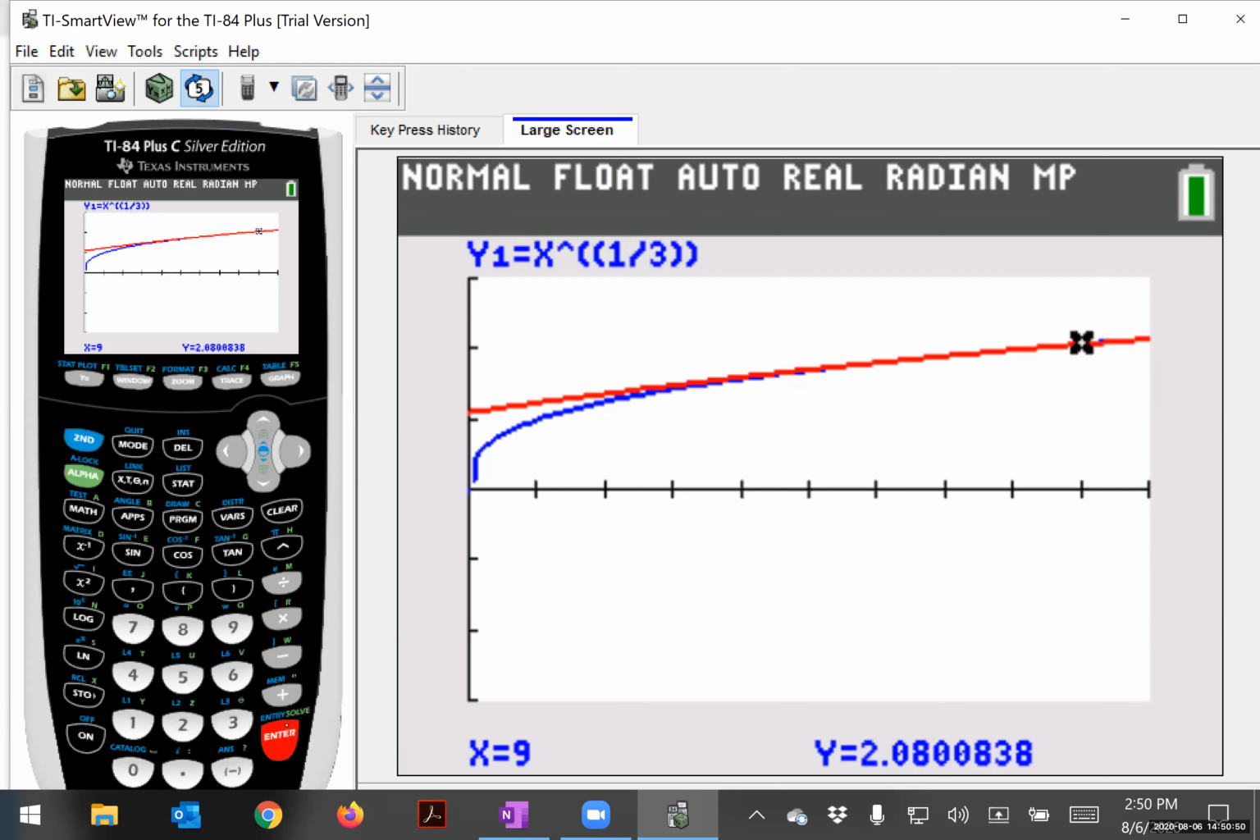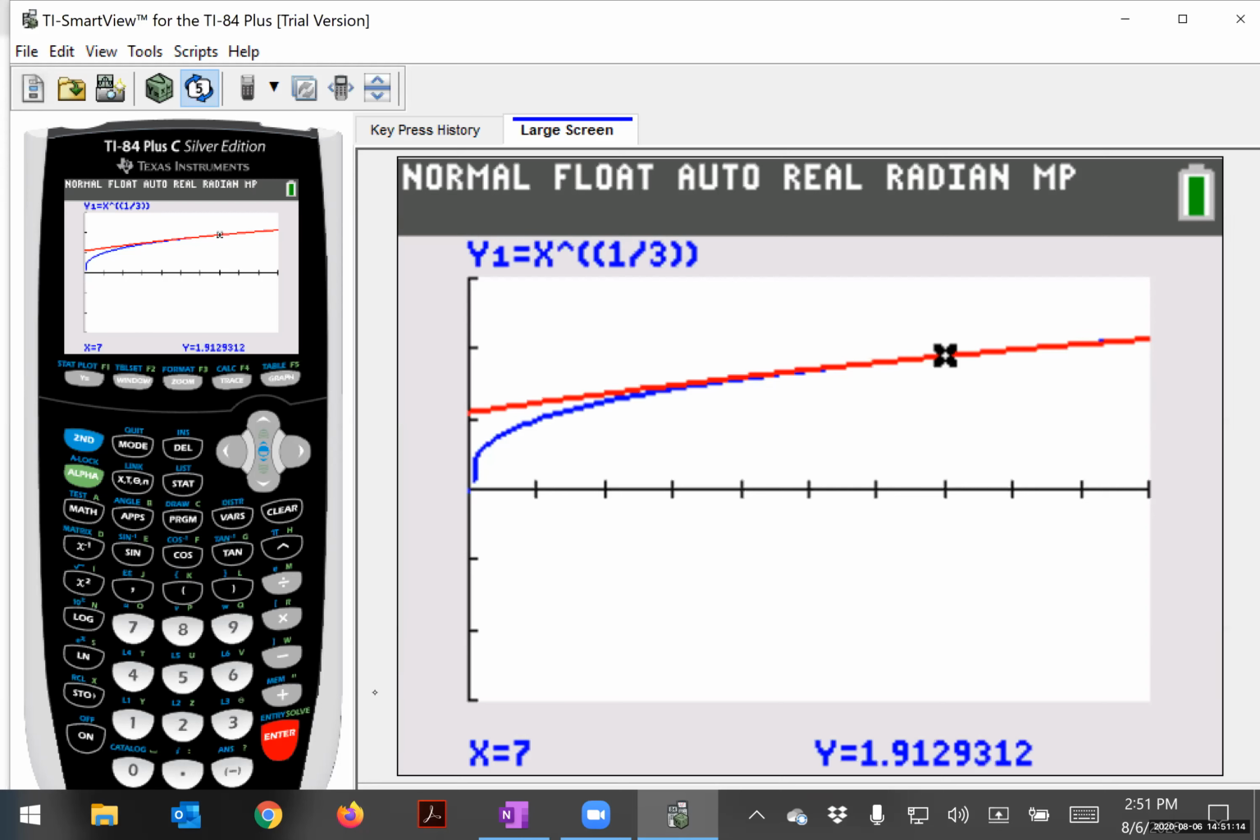Let's look at the error. I'm going to have to write this down on a piece of paper because I don't want to keep switching back and forth. But if I'm on the actual function, let's do 7 again, we'll go back to 7. If I'm on the actual function, f of x equals x to the 1/3, that's the blue line here, right?